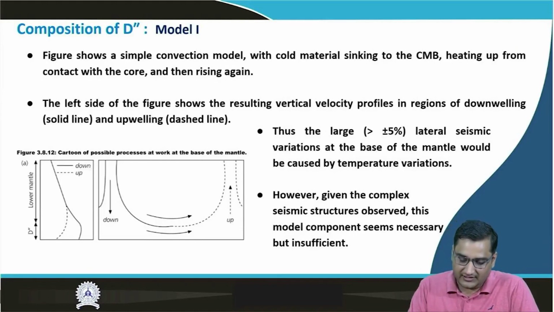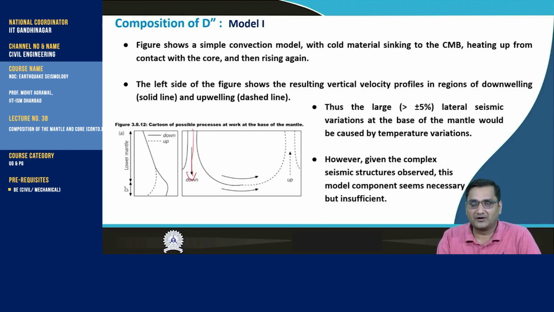The figure that you are seeing, so we are going to consider some models of the D double prime layer. Those are proposed. So this is the first model. We are going to study four models. As per this model, this is a very simple convection model where the cold material is sinking down to core mantle boundary, and then it touches the core mantle boundary, which is very hot, and as soon as it touches, it is heated up, and then rises up again like this.